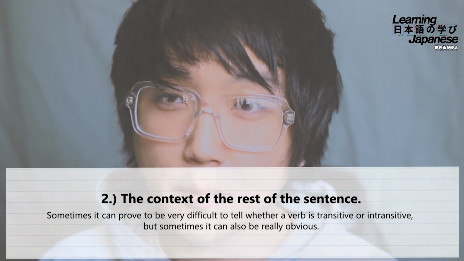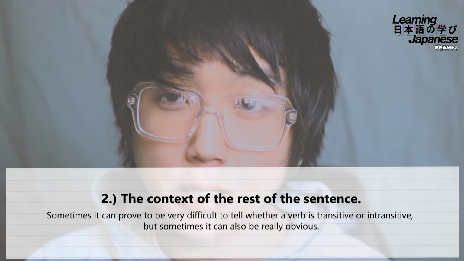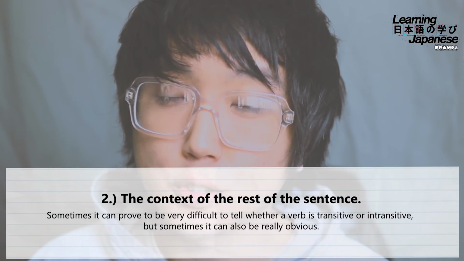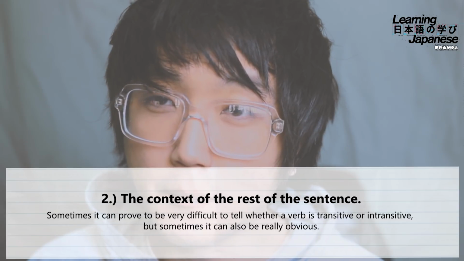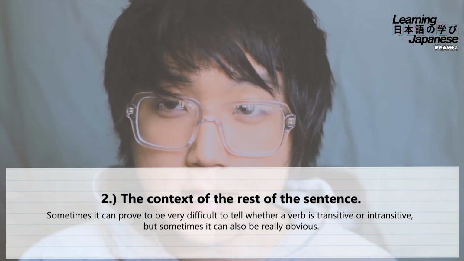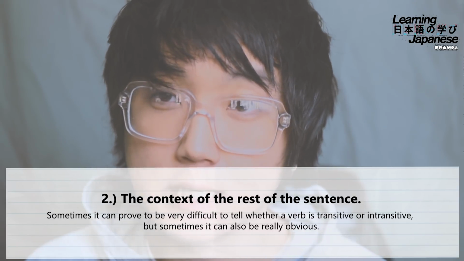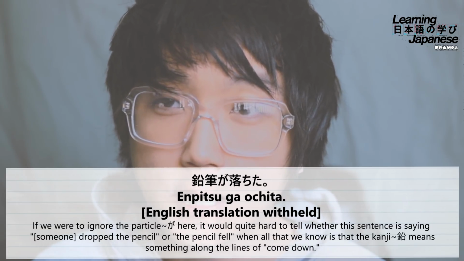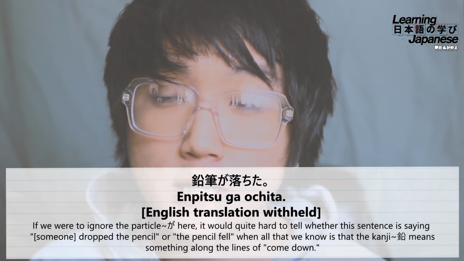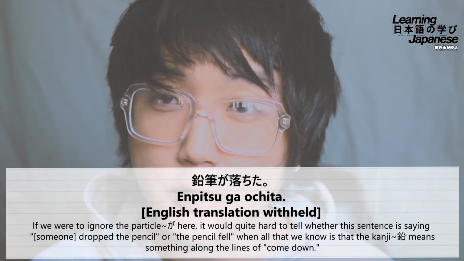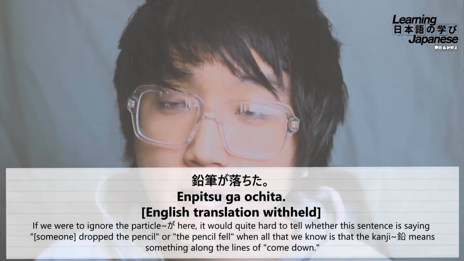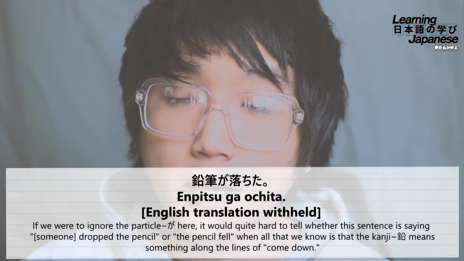So we're gonna provide 2 example sentences to illustrate this idea that sometimes it can be pretty difficult to determine if a verb is being used as an intransitive verb or a transitive verb, and sometimes it can just be really easy. So let's do an example of a case where it might not be so easy, a bit confusing, if you go into a sentence and you're seeing some words you've never seen before. We'll still keep the sentence simple though, just 3 words, and it'll be something like enpitsu ga ochita.